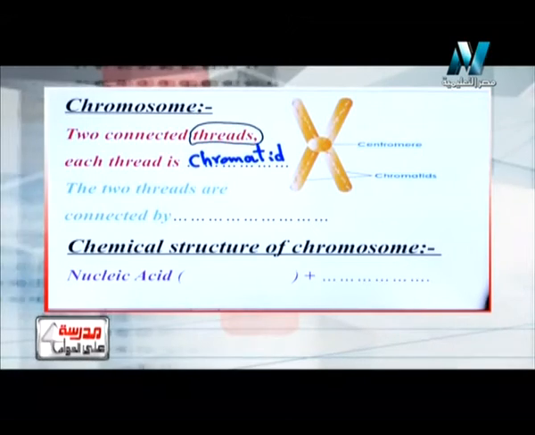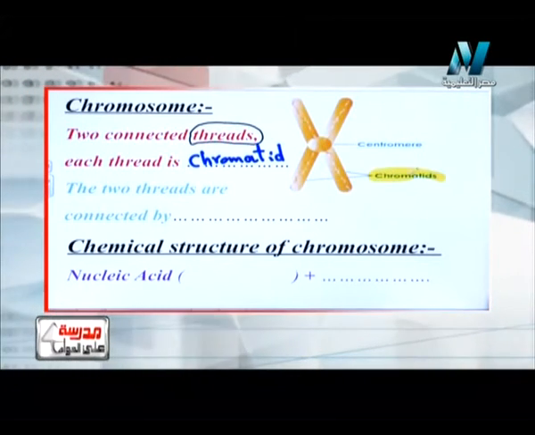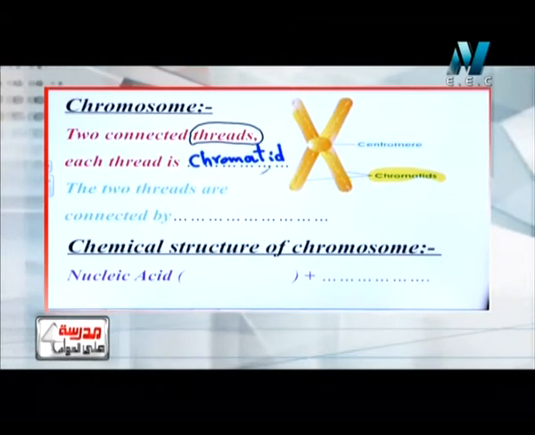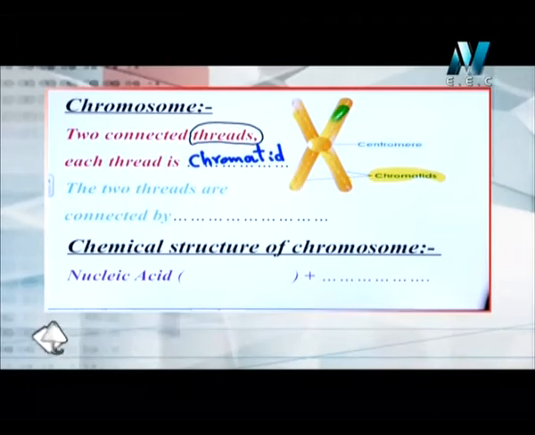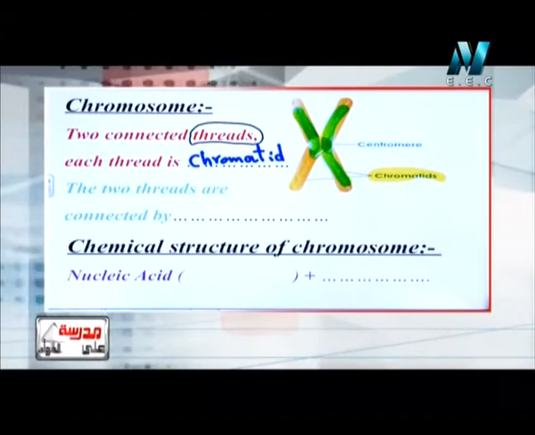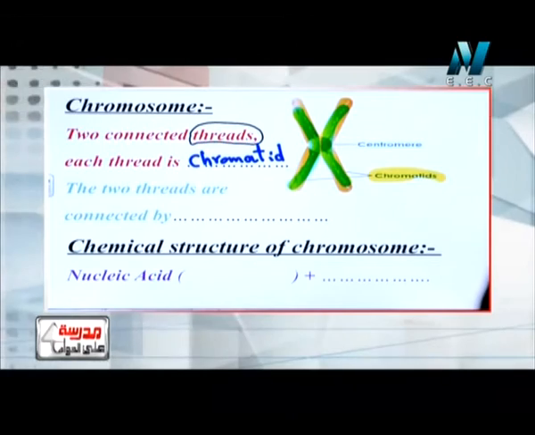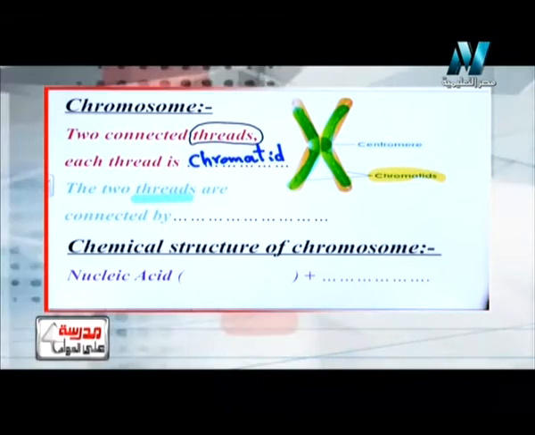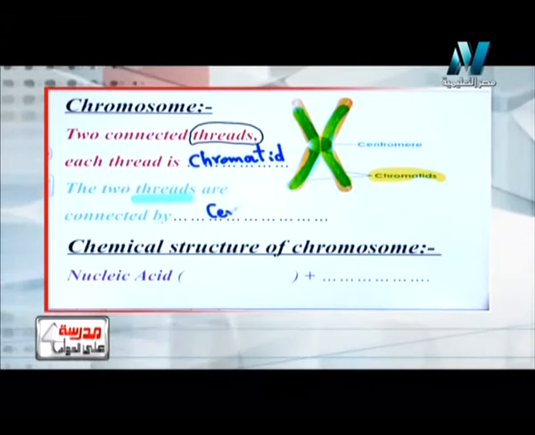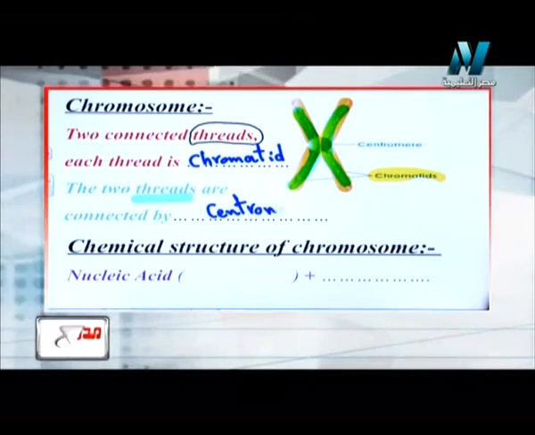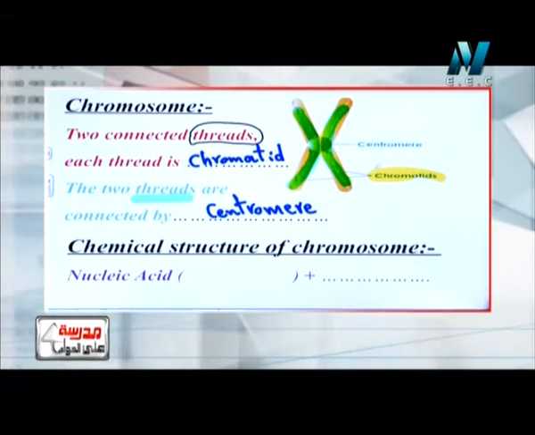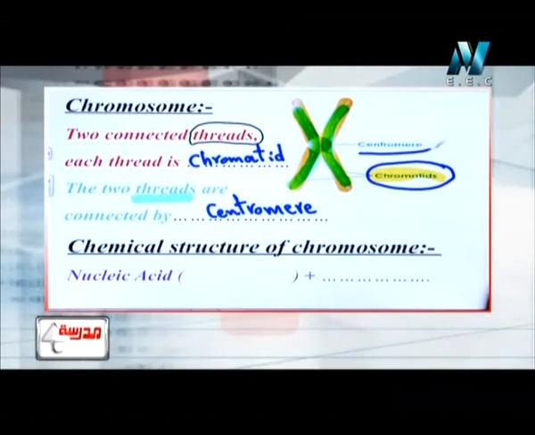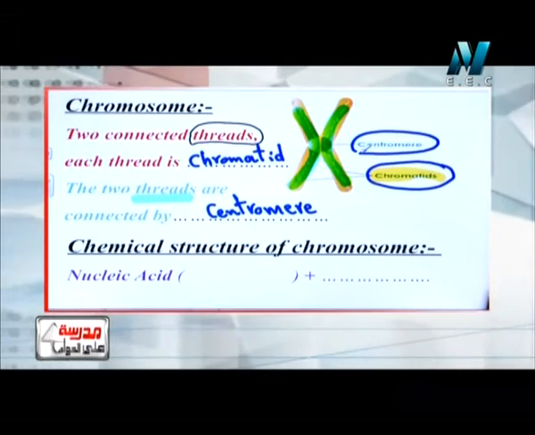Each thread is called a chromatid. This one is called a chromatid and this one is called a chromatid. The two chromatids, one here and one here, the two threads, are connected by the centromere. So we have two chromatids connected together by a centromere.